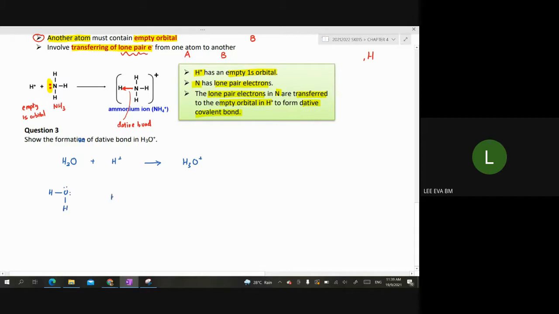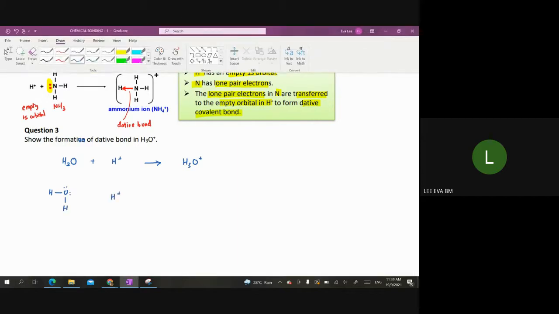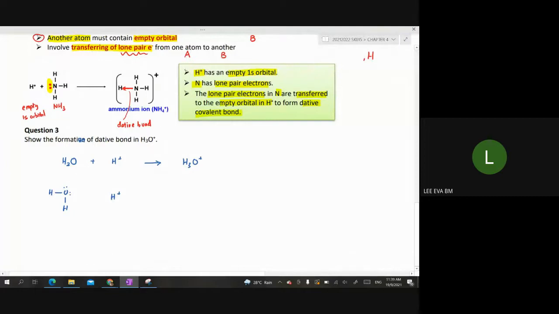Now I just want you to understand. Tell me which one is species A, the one having the lone pair. Is it H2O or H positive? H2O. It has two lone pairs, so species A is H2O. How about H positive? Species B. So electrons move from where to where? Transfer from where to where?